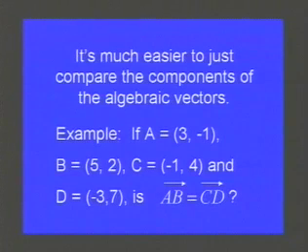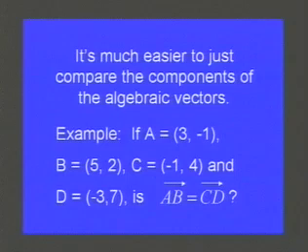If I have A equal to (3, -1), B equal to (5, 2), C is (-1, 4), and D is (-3, 7), I want to know, is AB equal to CD? Okay, now like I said, I could set up the slopes, I could do the distance formula and so on, but it's going to be much simpler to just find the algebraic vectors and compare their components.